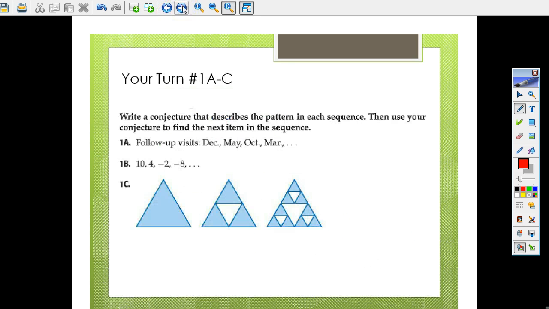Alright, so here's your turn, 1A and 1 through 1C. So write a conjecture that describes the pattern in each sequence. That means actually write out and describe to me what the pattern is. Then use your conjecture to find the next item in the sequence. So find what the next one is going to be here, and here, and then here. Okay, so when you're done with these 3 problems, come back when you're done.